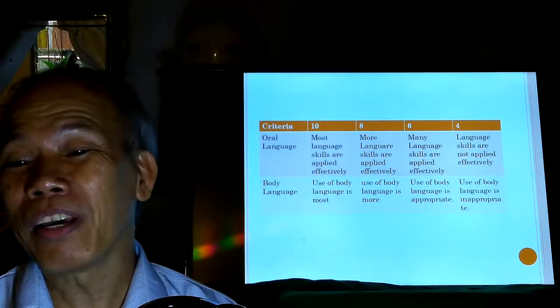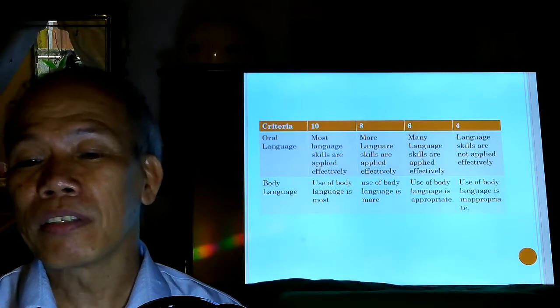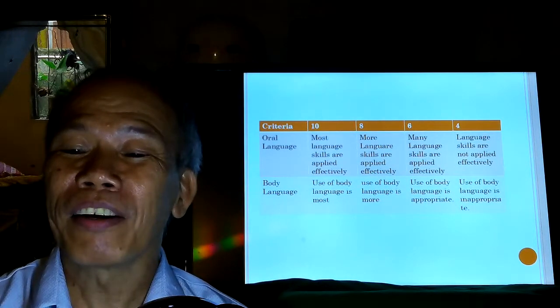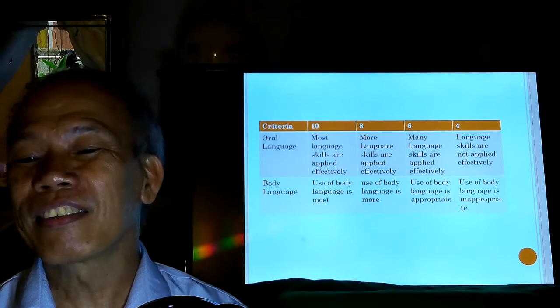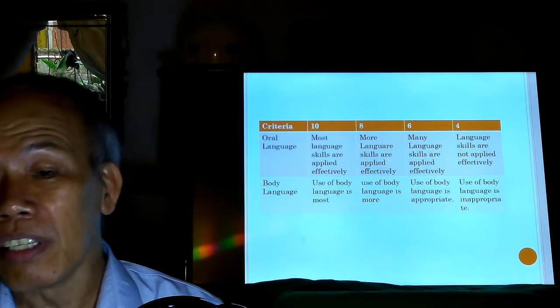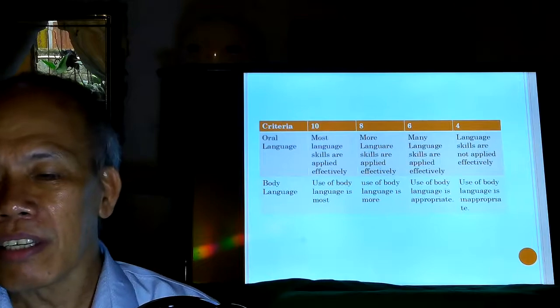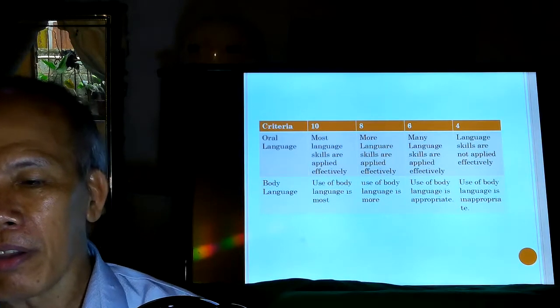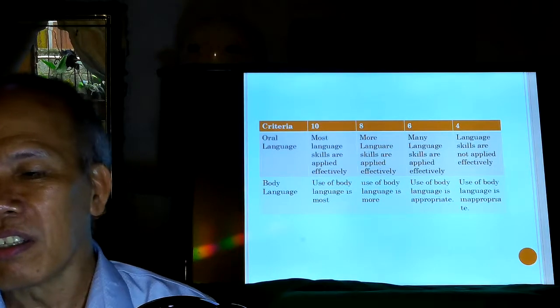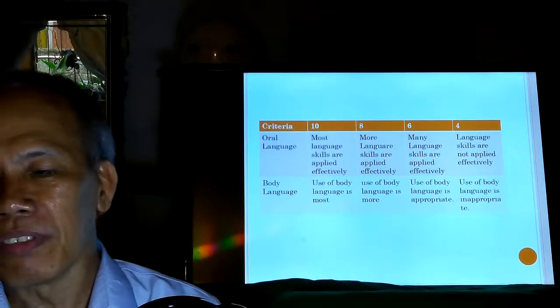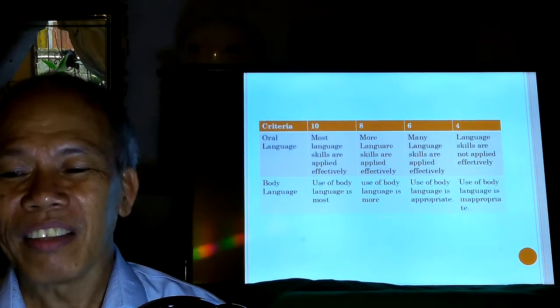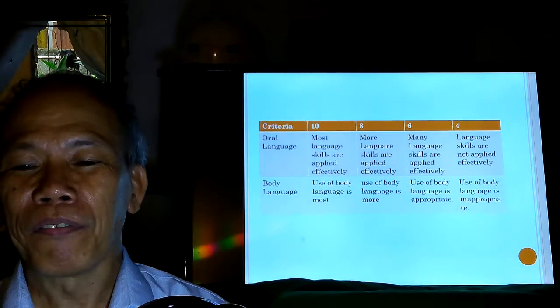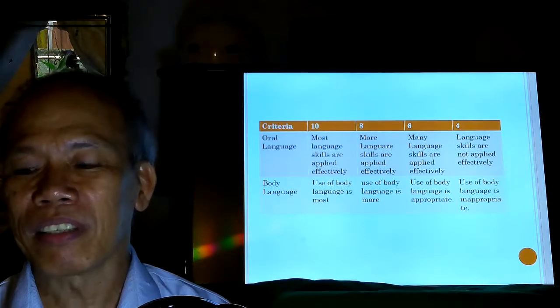The oral language, your body language. Most language skills applied effectively. So more language skills are applied effortlessly. Many language skills are applied effectively. Language skills are applied effectively. Okay. So these are the rubrics. You can read this by yourself for information, for support of the ideas presented. Okay?